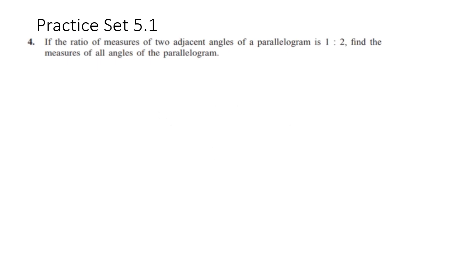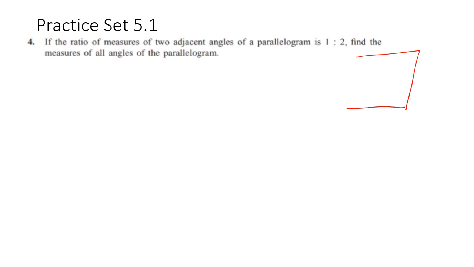So the fourth sum says, if the ratio of the measures of two adjacent angles of a parallelogram is 1:2, find the measures of all the angles of the parallelogram. Okay, for that we need to first draw the diagram. So this is a parallelogram.